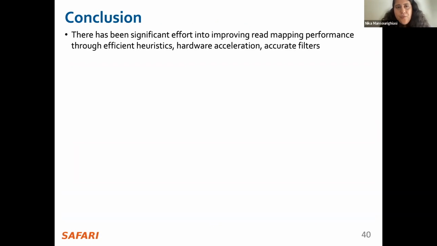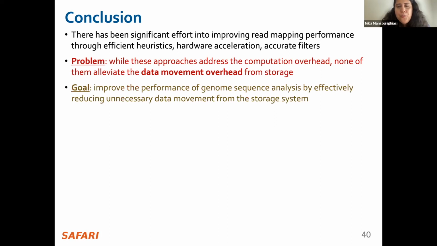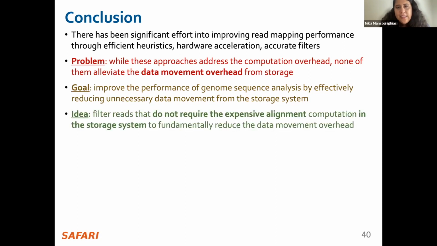There's been significant effort into improving read mapping performance through efficient heuristics, hardware accelerators, and various filters that omit reads that do not require expensive computation. And while these approaches address the computation overhead in read mapping, none of them alleviate data movement overhead from storage, whose impact becomes even larger when the computation overhead gets alleviated. Our goal is to improve the performance of genome sequence analysis by efficiently reducing unnecessary data movement from the storage system. And the key idea is to filter reads that do not require expensive ASM computation in the storage system to fundamentally reduce data movement overhead.